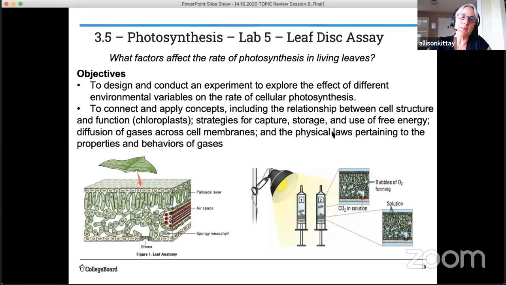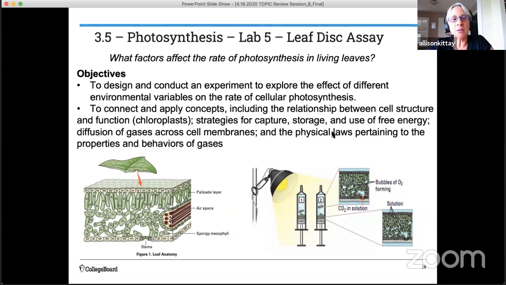All right, so now I want to apply this to a lab, and you may have done this lab in your class, but this is the leaf disc assay. And just a note, you may see that word disc spelled differently, and you'll probably see it spelled differently in my presentation. I don't know the correct spelling. It's either D-I-S-C or D-I-S-K. So anyway, just don't get confused by that.